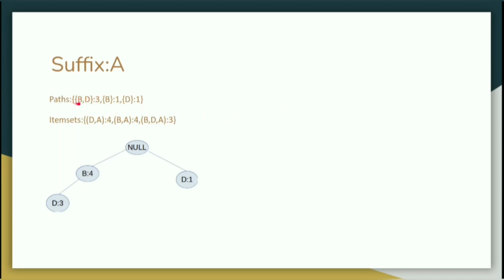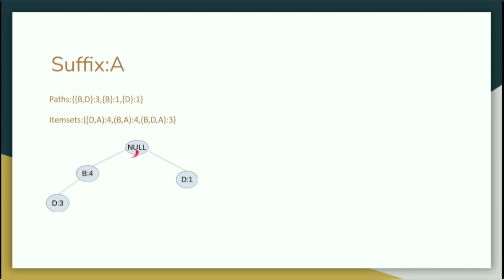Similarly for the next one, A, we get these parts. This B, D with support count 3, then this B with 1, and this D with 1. You can see this B is having 4, D is having 3 because A was here, right? So we will start making combinations. D having count 3 here, 1 here, so it is 4. So suffix it with A as it is following the minimum support.